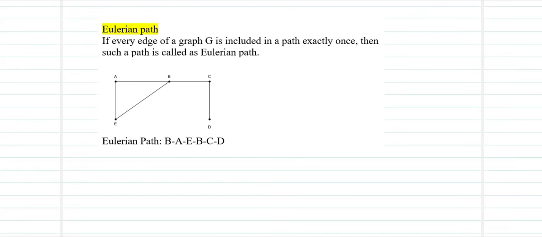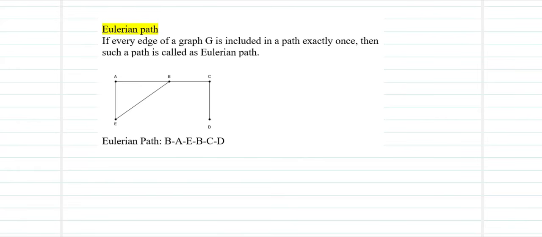And if each edge appears only once, then you call it a simple path or a simple cycle. The length of a path or a cycle is the number of edges that appear over it. Now in this video we will see about Eulerian paths, Eulerian circuits, Hamiltonian paths and Hamiltonian circuits, which are otherwise referred to as Eulerian graphs and Hamiltonian graphs.